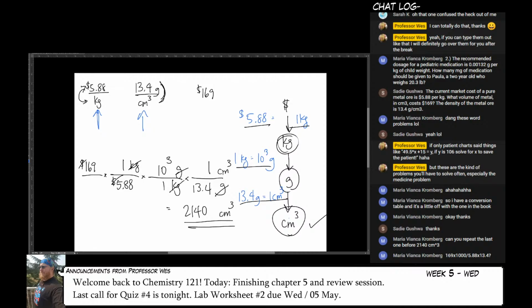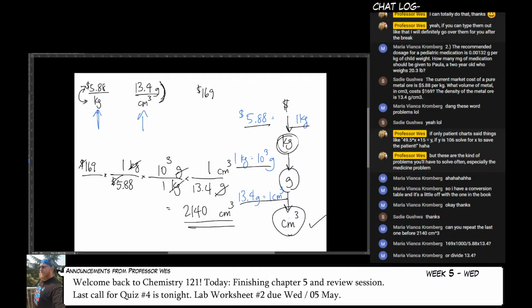Can I repeat the last number before 2140? I'm not sure what you meant. Oh, what did I type in? Yeah, so 169 times 1,000 divided by parentheses 5.88 times 13.4. If you're typing that in the calculator, make sure you enter it like this: 169 times 1,000 divided by parentheses 5.88 times 13.4.